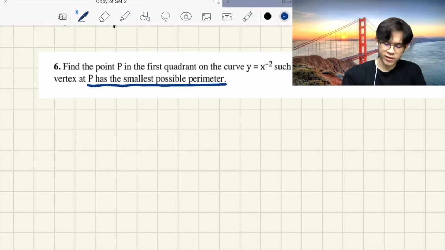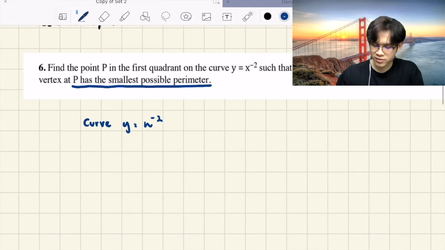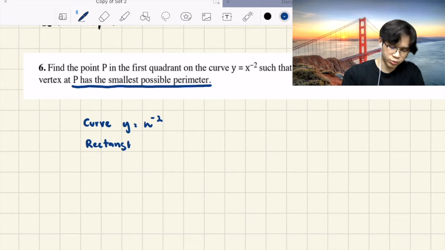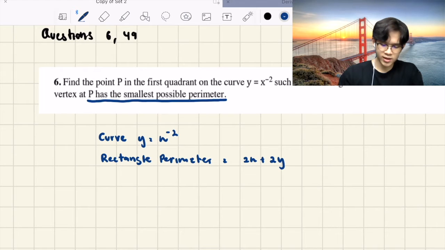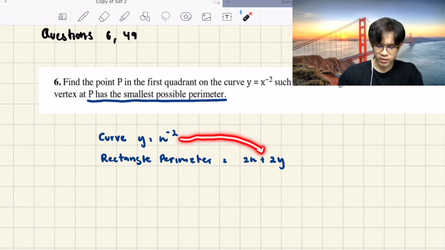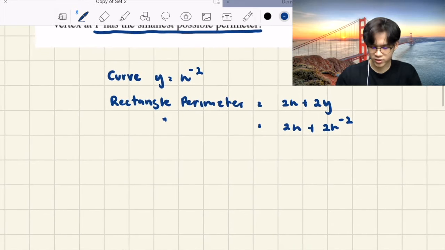So what can we get here from the equation? The curve has the equation y equals x to the power of -2. Next we need to find the rectangle perimeter. The equation for the rectangle perimeter is 2x plus 2y. So next we need to plug the curve equation into the rectangle perimeter, so it is 2x plus 2x to the power of -2.